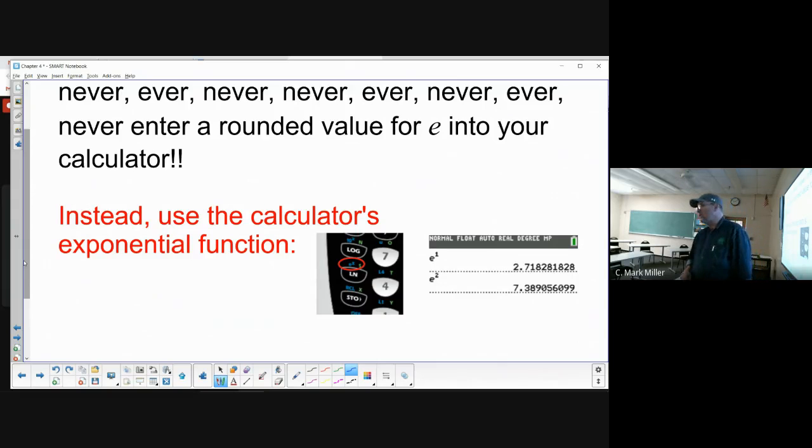Don't plug in 2.72 because we're going to be raising this thing to very high powers, and the error compounds big time. Your calculator keeps 15 significant digits. That's a lot. So 2.72 has 14 decimal places. Let the calculator do the work. It still rounds, but it rounds at the 15th place. When we put something into our calculator, we round it at the second or third place, and when we raise that to a power, the error gets out of hand.